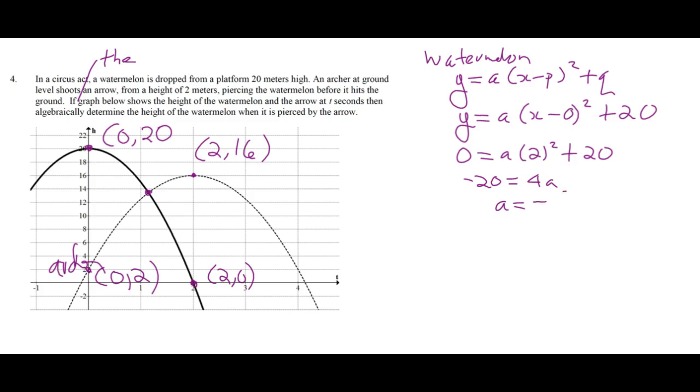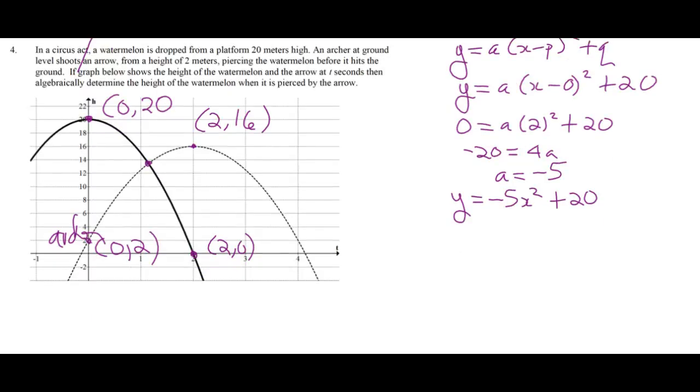negative 5. And our equation for the watermelon is y is equal to negative 5x squared plus 20, which is in both vertex and standard form all at the same time, right? Nice. So we didn't have to bother converting it to standard form because that's pretty much standard form.